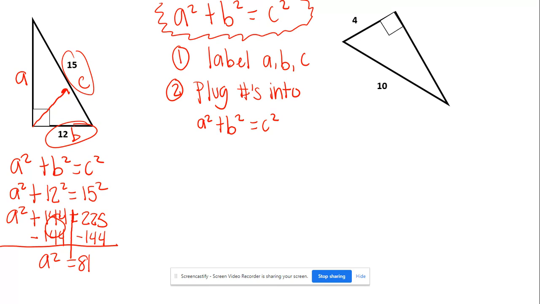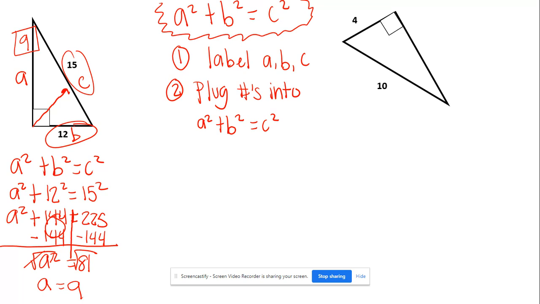And again, Miss Dean Perry yesterday said in order to get rid of this squared, this is saying a times a, we got to take the square root. And then we get 1a. So if I take the square root on one side, I got to take it on the other. So a equals 9. So this is telling me this distance right here is 9. That would be my answer.